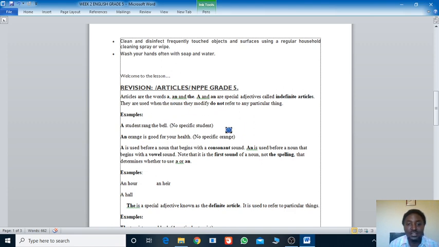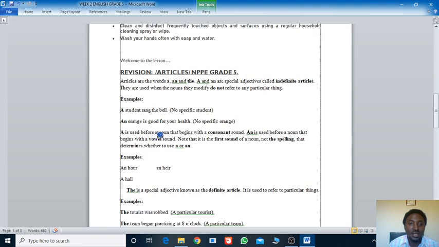A is an indefinite article. A student rang the bell. No specific student. That is why we said that it is indefinite, because we do not know which specific student we are talking about. So that is why it is referred to as indefinite. Definite means it is specific. Indefinite means not specific, like we can see here.